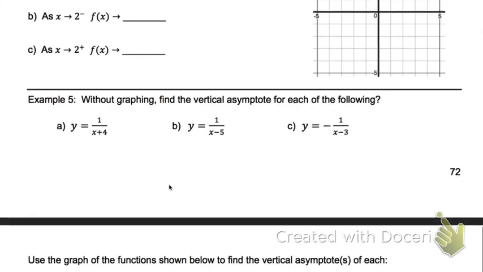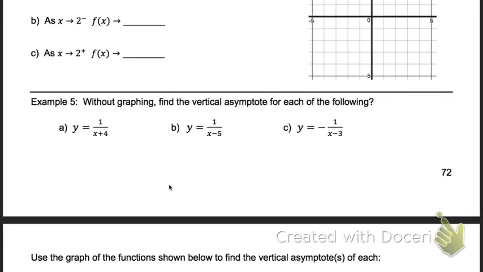Okay. So based on what we saw in our vertical asymptote, it was at 2, which we noticed was from our shift left or right. What would our vertical asymptotes be for part A? X equals -4. What about B? X equals 5. Good. And the next one? Awesome.